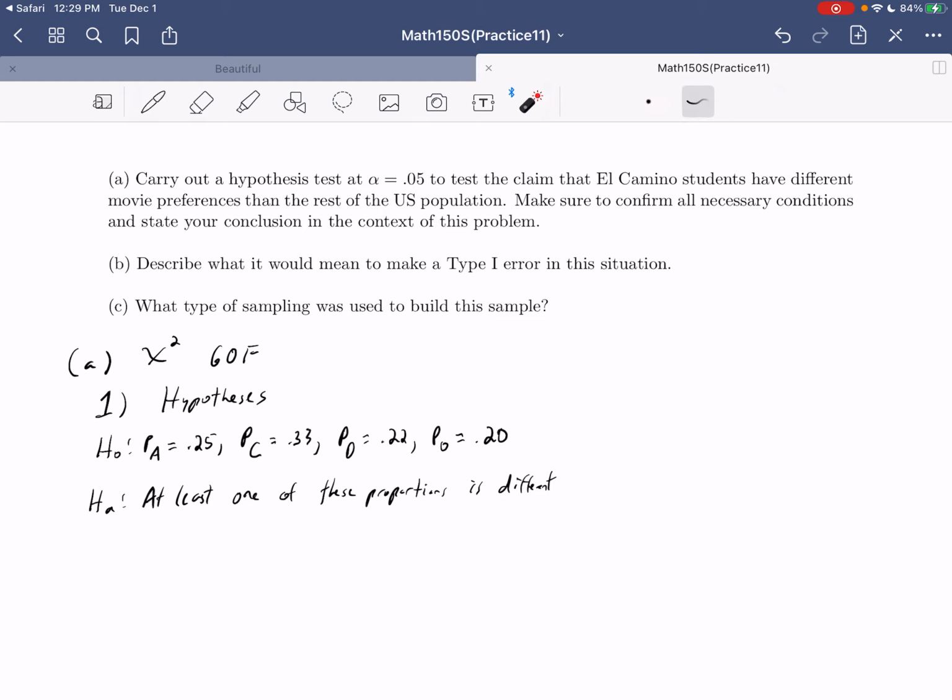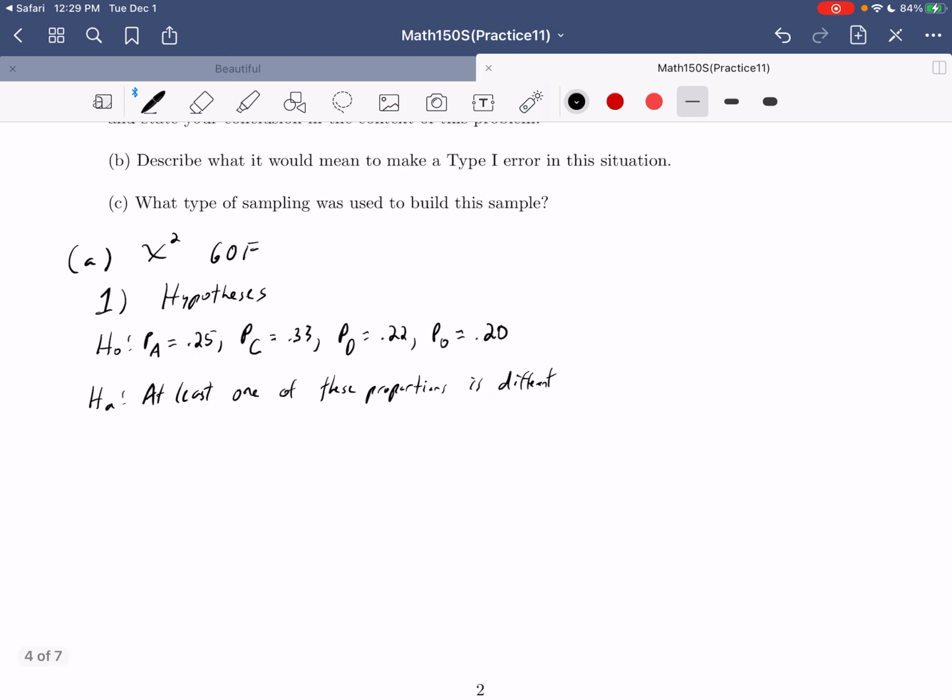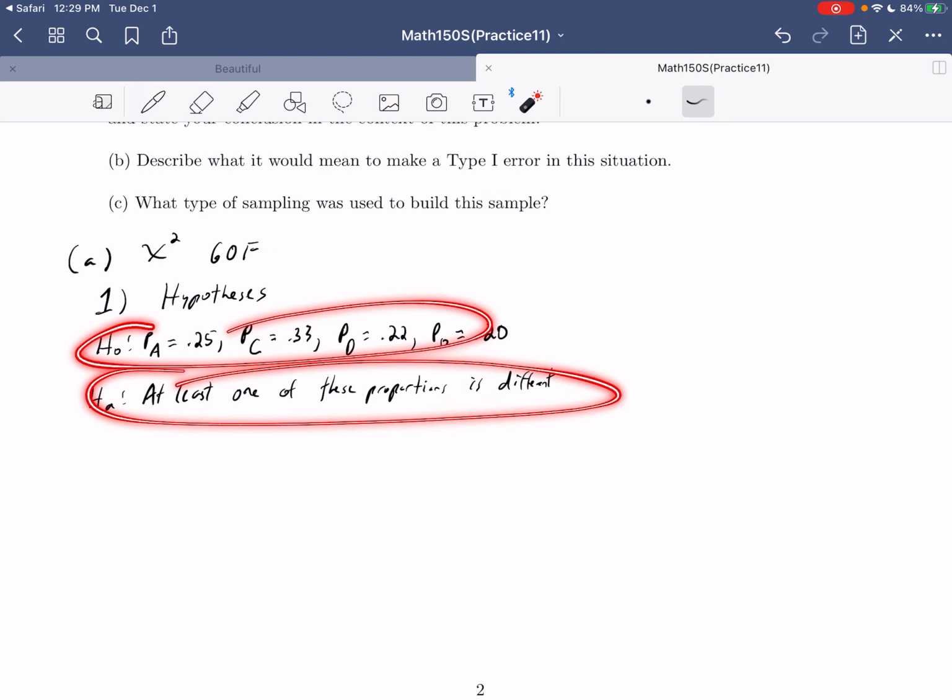or sometimes we use the phrasing has changed. We sometimes use the has changed when it's a time-based sort of analysis, like this was the distribution back in the year 2000. Has it changed until now? This time we'd probably use the phrasing is different, because instead we're interested in whether our El Camino students are different than the rest of the general U.S. population. So we're saying is different here. Just a minor wording thing. All right, so now we have our null and we have our alternate.